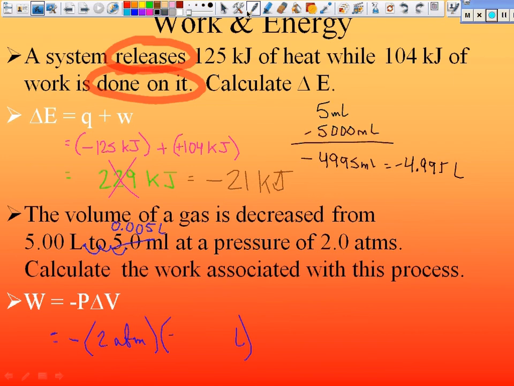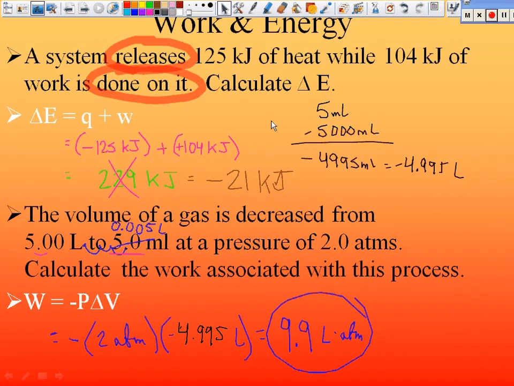So 4.995 liters times 2, which gives you about what? So really technically it was 3 sig figs, 2 sig figs, 2 sig figs, so 9.9. 9.9 liter atm. Now that's very important. 9.9 liter atm. Liters times atmospheres. By what? Yeah. I don't know. There's not a derived unit of that, is there? I don't think so.